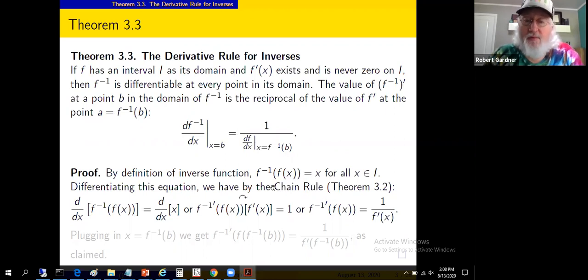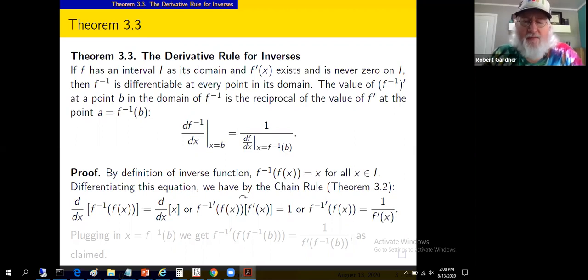Implicitly, we'll use the chain rule to differentiate. So we'll differentiate the composition f inverse of f of x, where f of x is the inner function and the f inverse function is the outer function. And we'll differentiate the right-hand side, which is just x. The derivative of x is 1, no problem there. But here we've got a composition. How do you differentiate a composition? The chain rule says: differentiate the outer function, f inverse prime, rewrite the inner function, and then multiply by the derivative of the inner function, f prime of x.